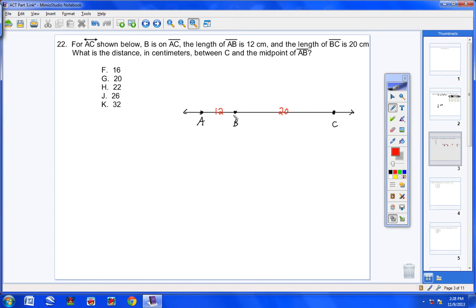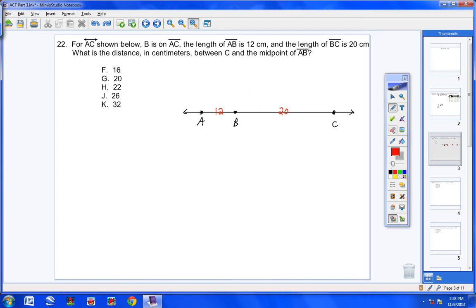Now let's think about this. If they would have asked us what is the distance from C to A, that would be easy. From C to B we have 20. From B to A we have 12. So we add them together and we get 32. That's pretty simple. But that's not what they asked. They asked what is the distance from C to the midpoint of AB.